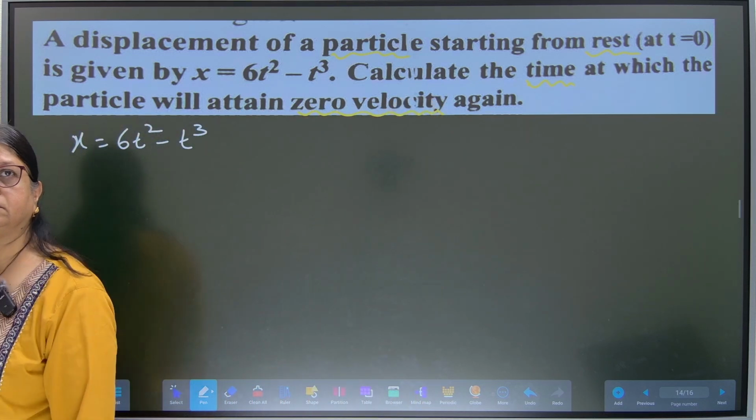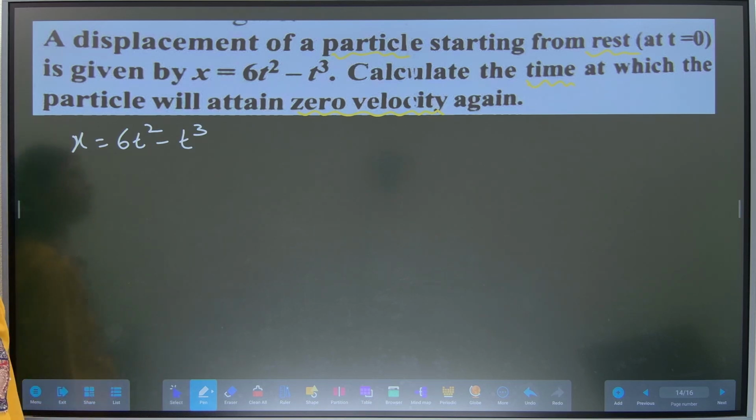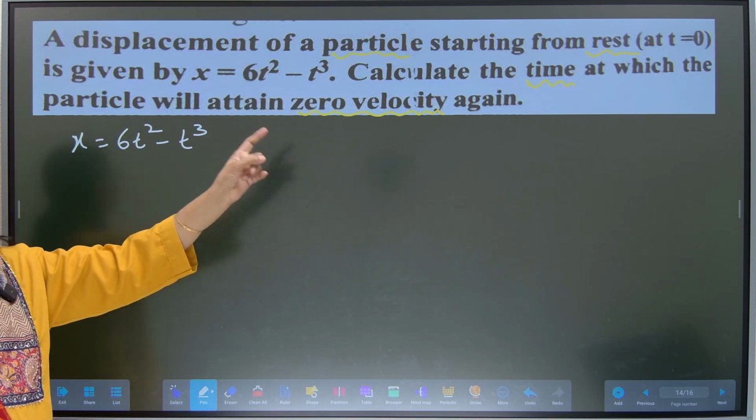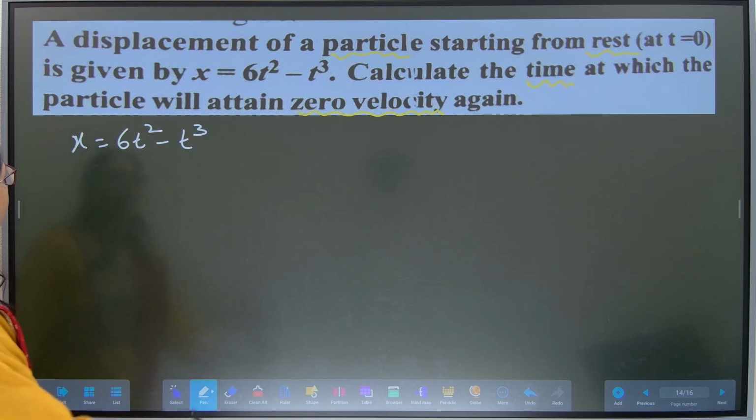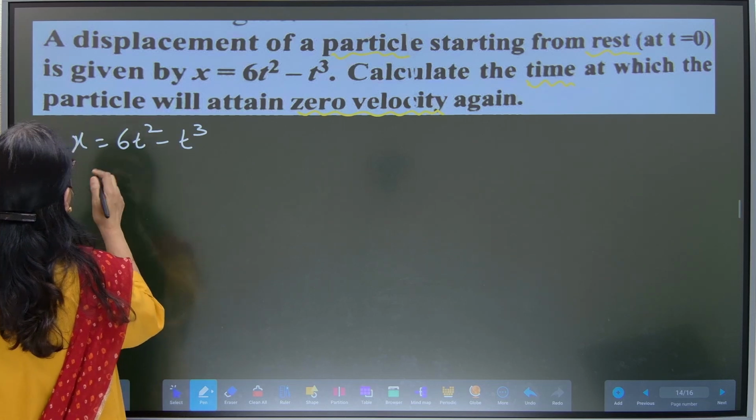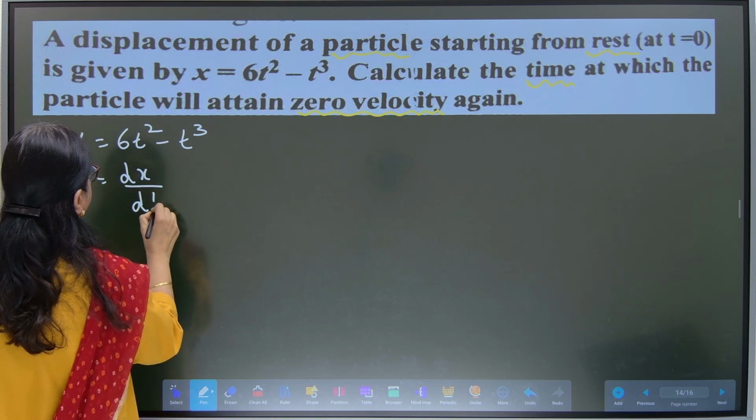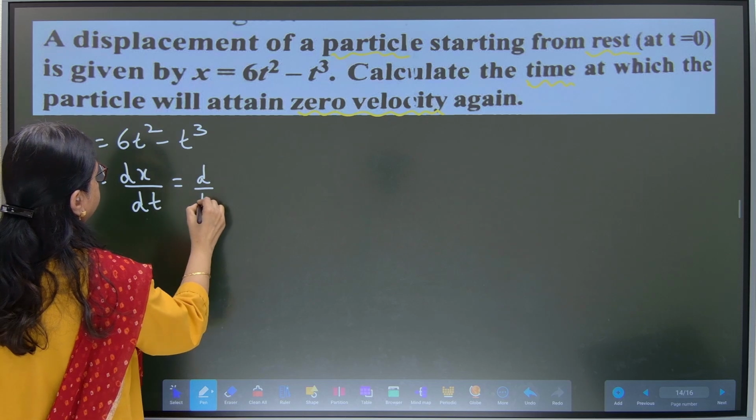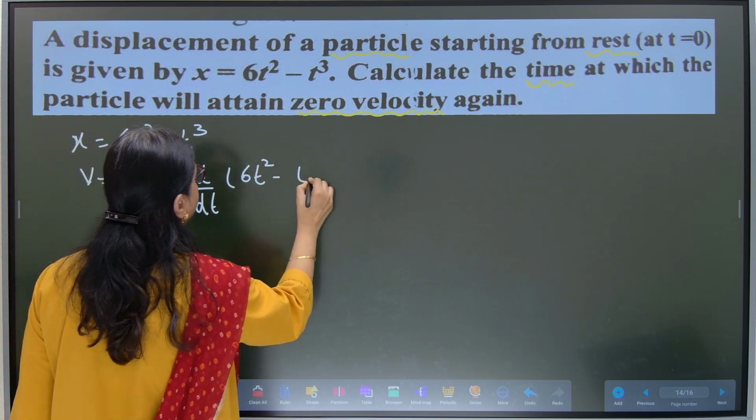Followed? So we have to calculate the time. So let us first calculate the time at which velocity is 0. If I want to make velocity 0, first of all let me find velocity. V is equal to dx by dt, so differentiation of x with respect to time. This is what I have to find out.